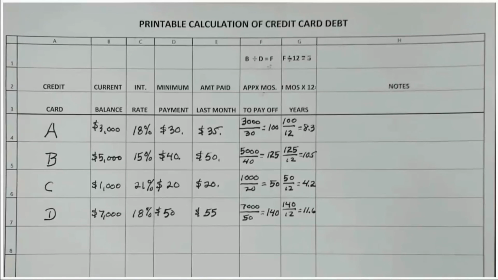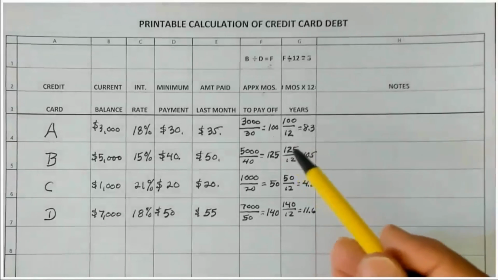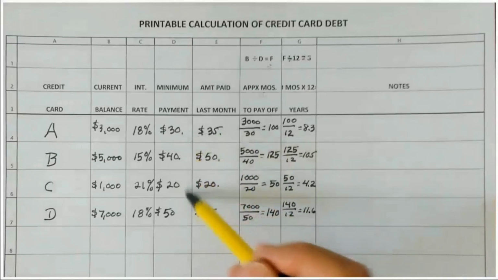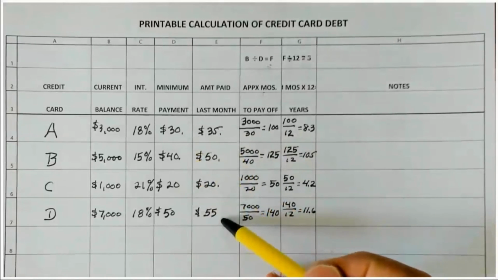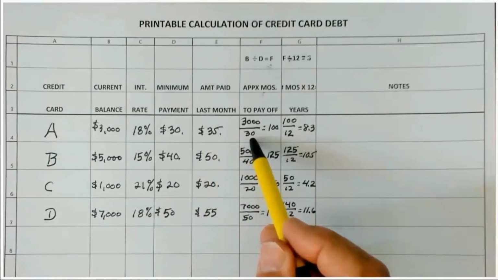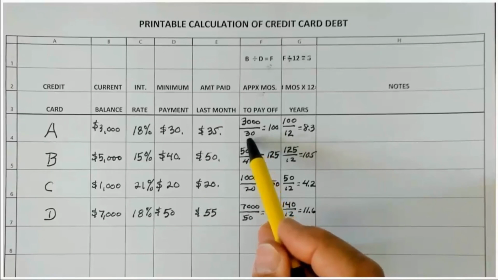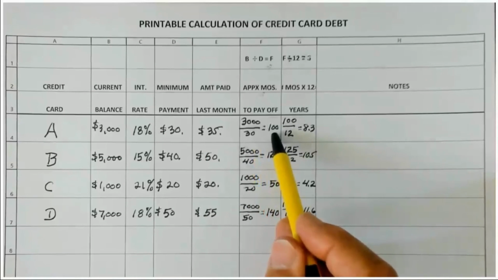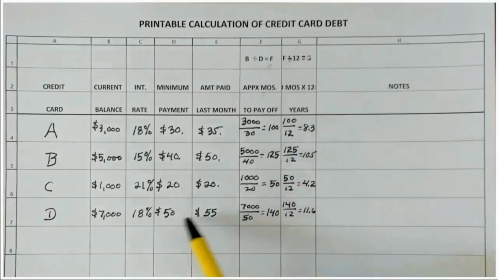Now, I said I'd come back to the difference between the minimum payment and the amount you actually paid. If on the first card, A, instead of 30, we divided by 35, that would be a larger denominator, and the quotient, which was originally 100, would decrease to something in the 90s. If we looked at the 50 and the 55, by increasing this denominator from 50 to 55, the 140 would become something less than 140, and the number of years required to pay it off would be less than 11.6 years.